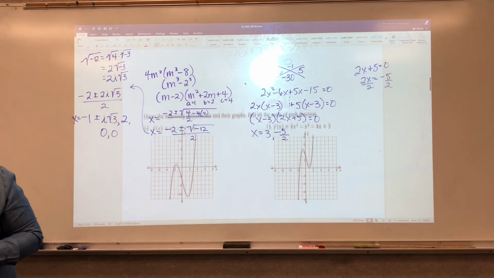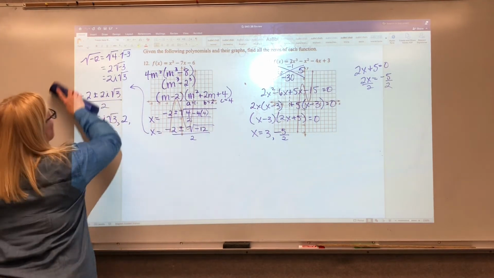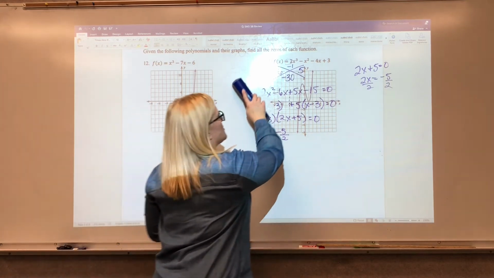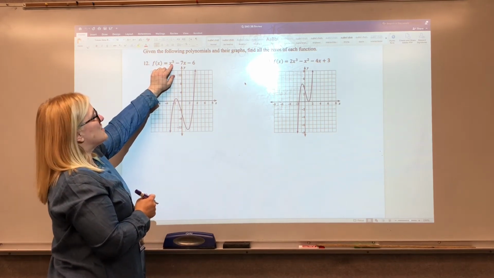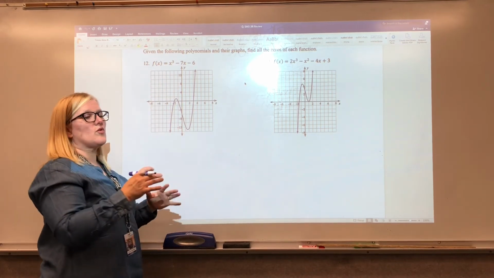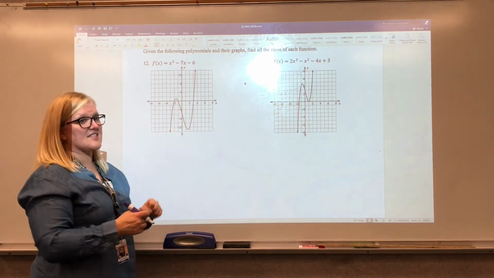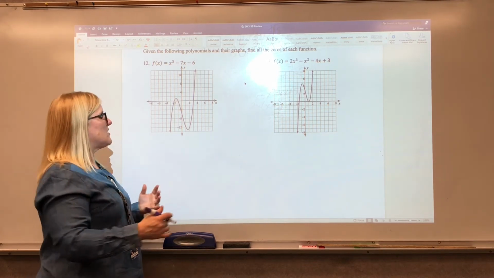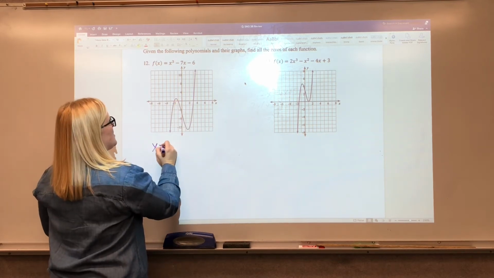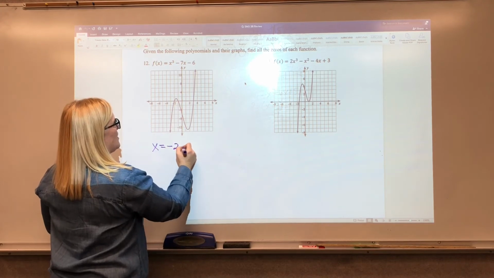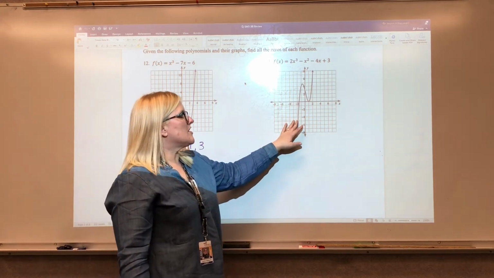Okay, number 12. I really like number 12 because you can just look at the answer on the graph. So I've got 3 zeros, 3 solutions, and I know that the real ones cross the x-axis. Well, it just so happens that this graph crosses the x-axis 3 times, so all my answers are real, and they're going right on integers. So x equals negative 2, negative 1, and 3.